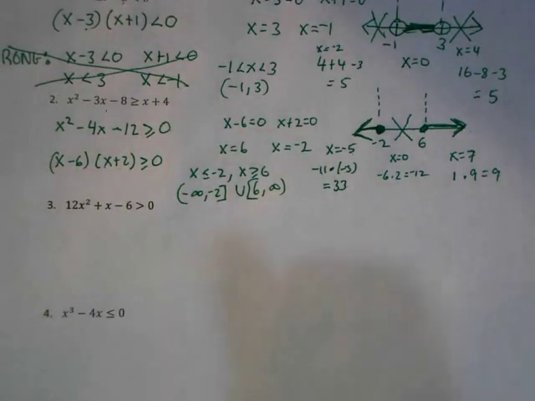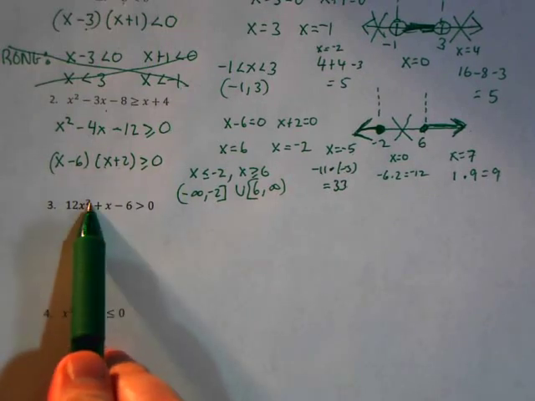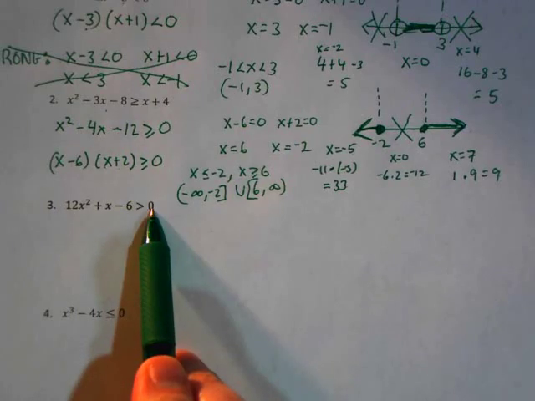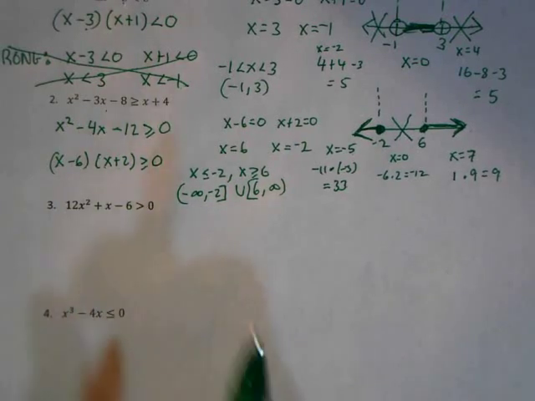Okay, back to solving inequalities. Again, I notice I have an x squared. If I have an x squared, I better have 0 on one side. I already do. Now I need to factor.